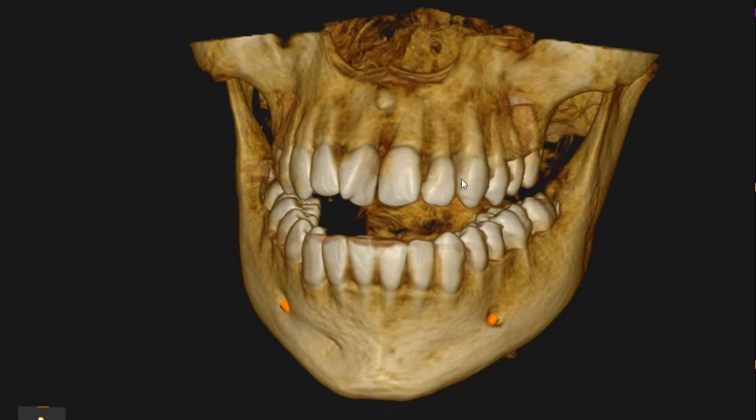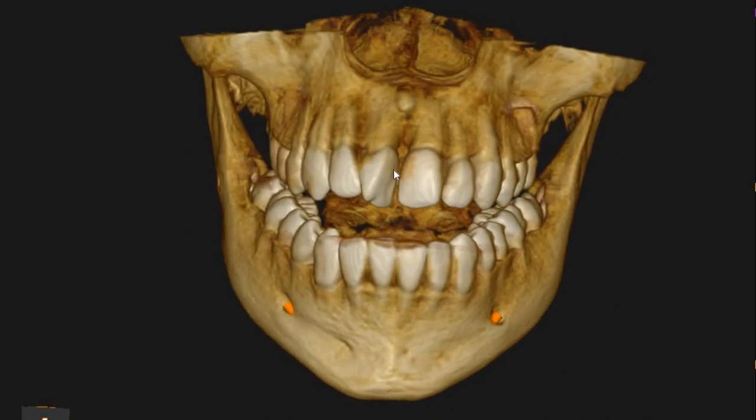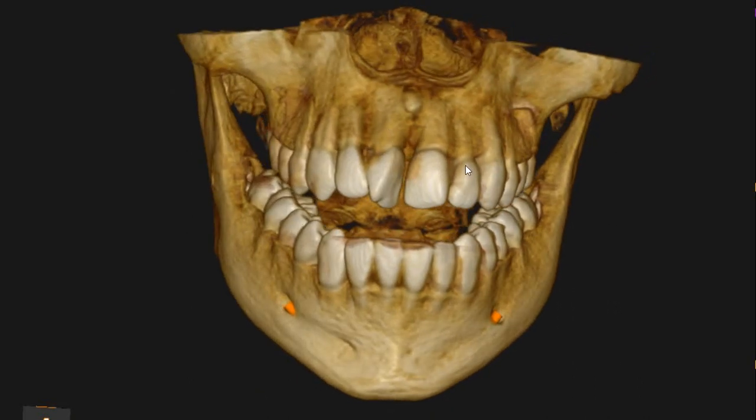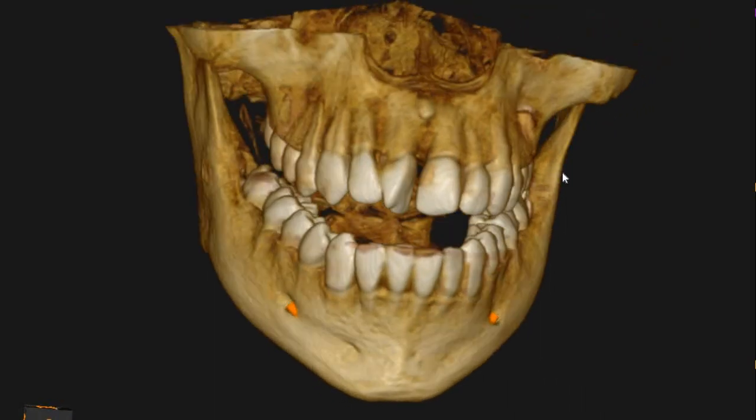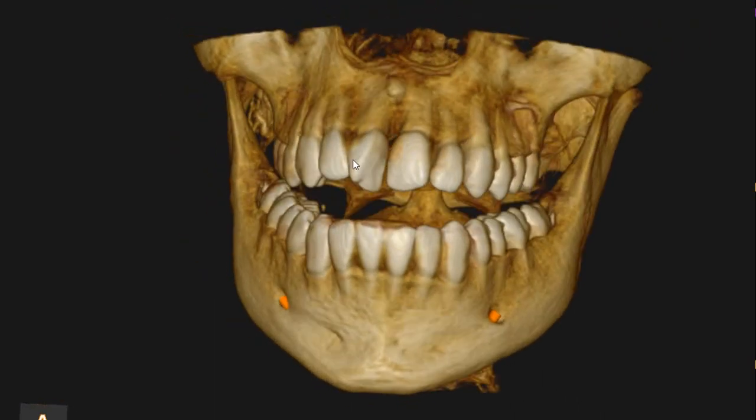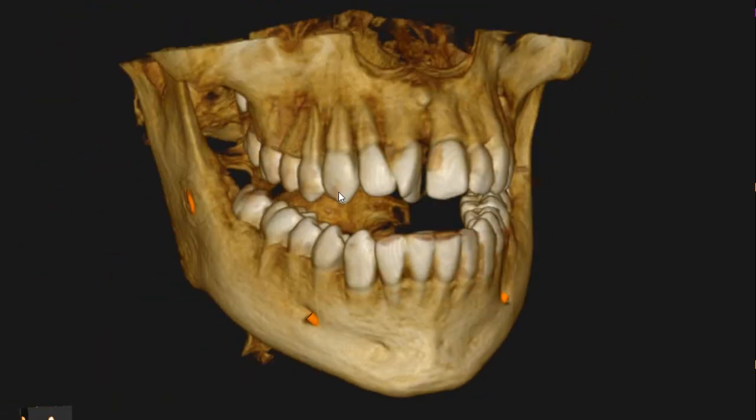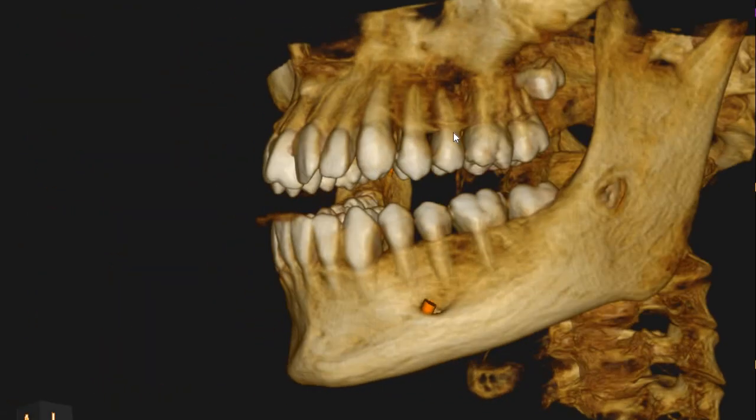Now, this is the 3D rendering. We can see that the upper right central incisor is rotated. There does not seem to be any tooth missing in the upper jaw. We've got the centrals, the laterals, the canines, and both the premolars and molars on both the sides.